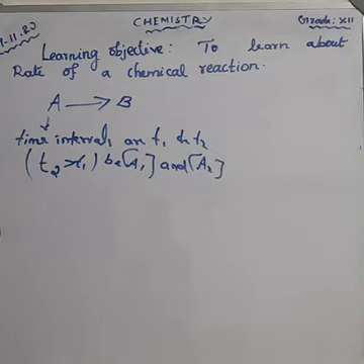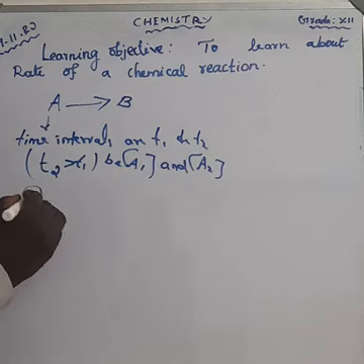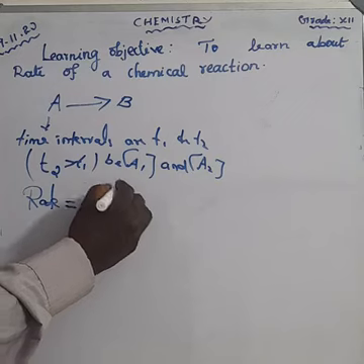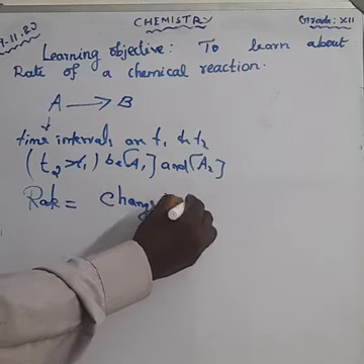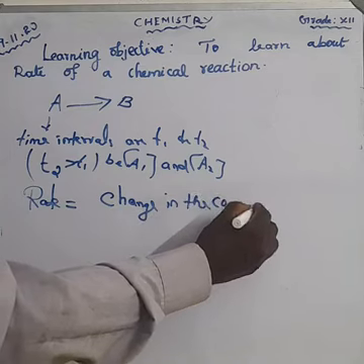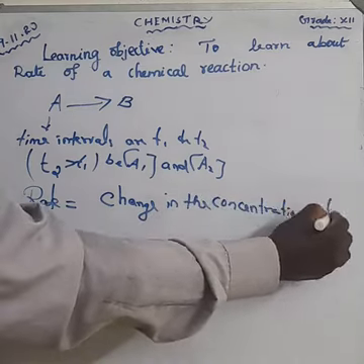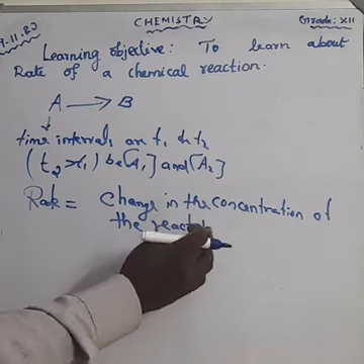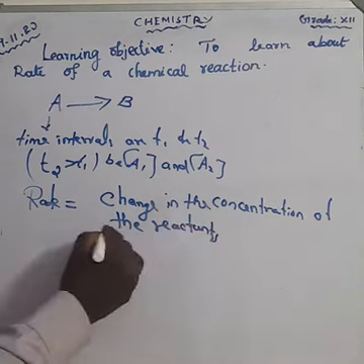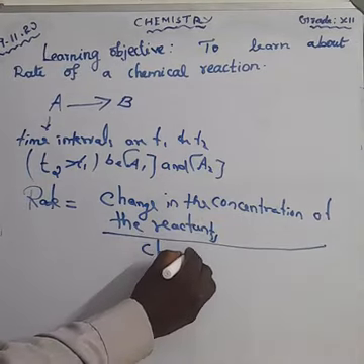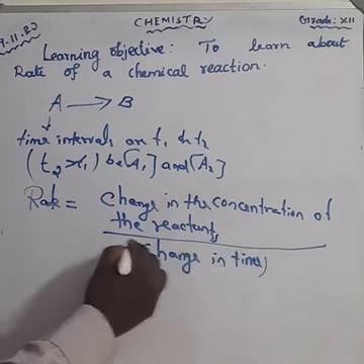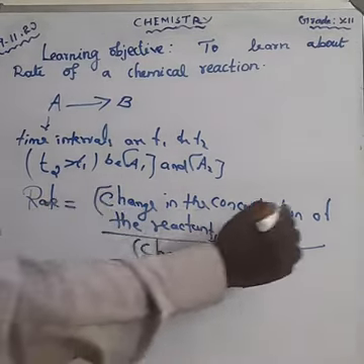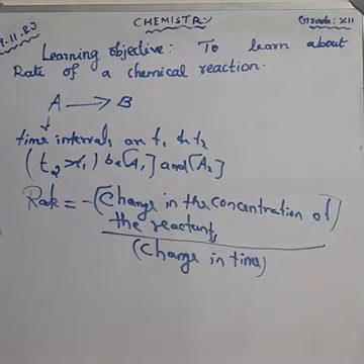First of all, we learn the formula. The rate is equal to the change in the concentration of the reactant divided by the change in time. Here we give a negative sign. The rate is equal to the negative of the change in the concentration of the reactant divided by the change in time.